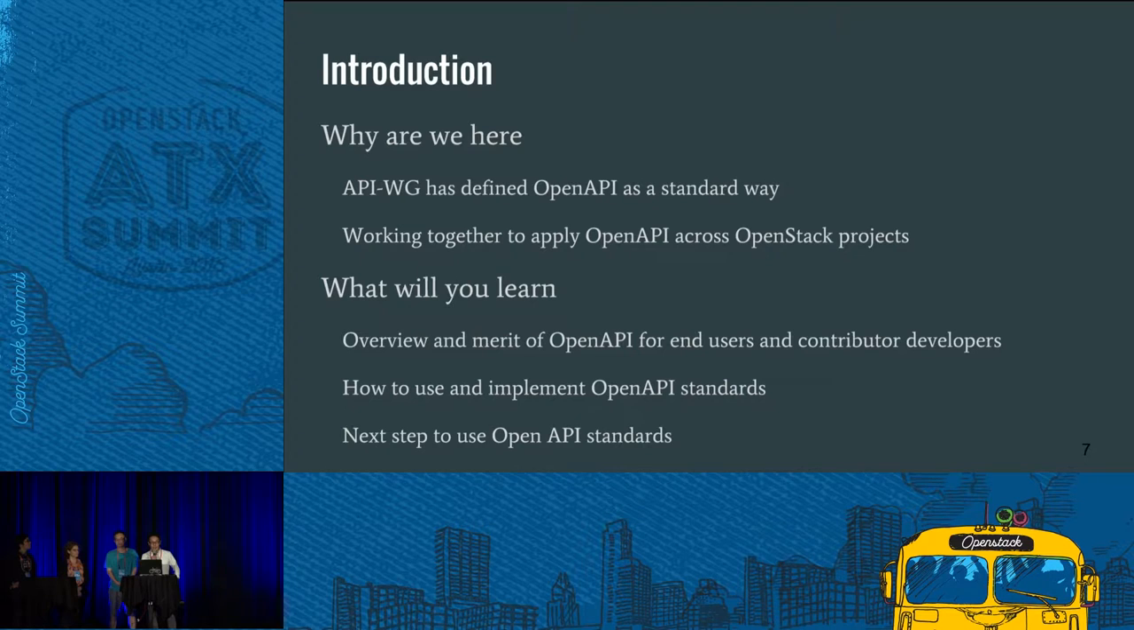The first is the introduction of Open API. The OpenStack community has an API working group for consistent API design across the whole OpenStack project. In this working group, we have defined Open API as a standard way for describing RESTful API documents. And we need to work together to apply Open API across OpenStack projects. In this session, you will learn the overview and merit of Open API for end users and contributor developers, how to implement Open API in each project, and, at the last, what the next step is to use and apply the Open API standard.